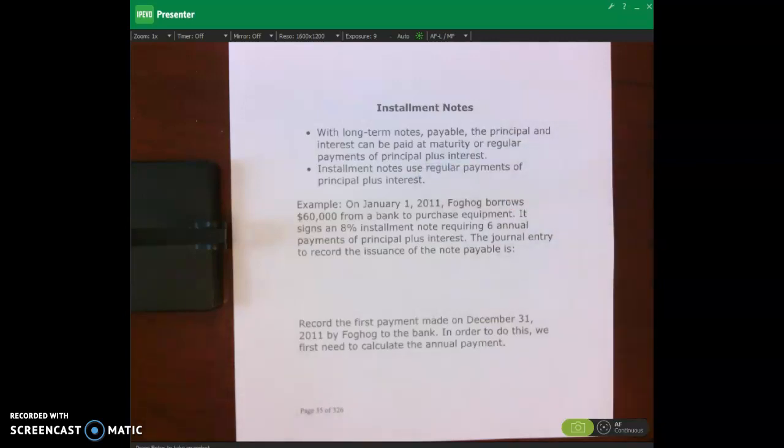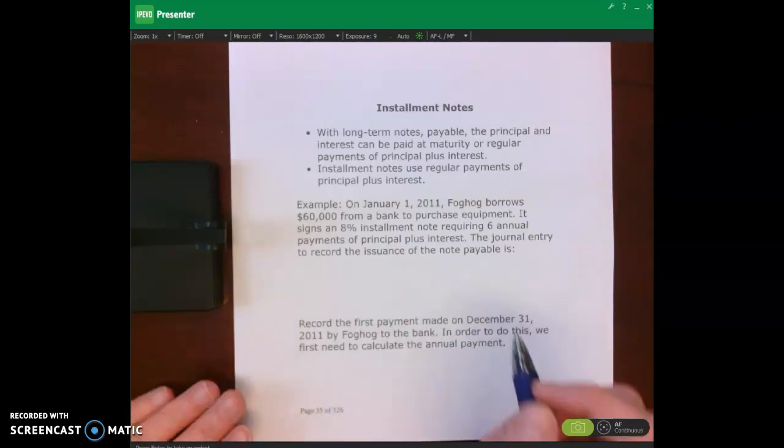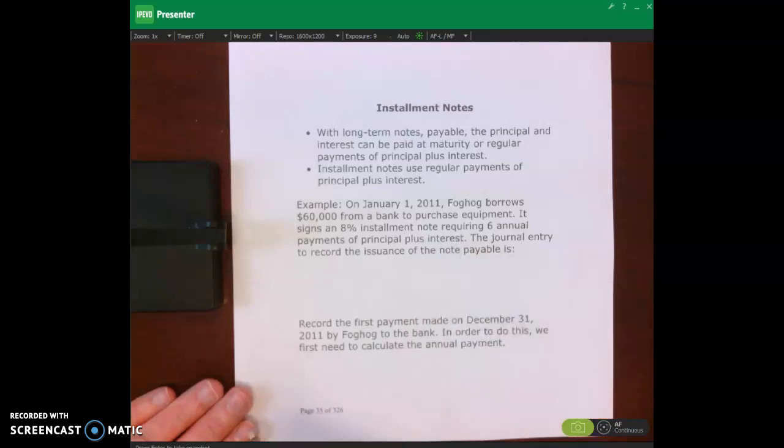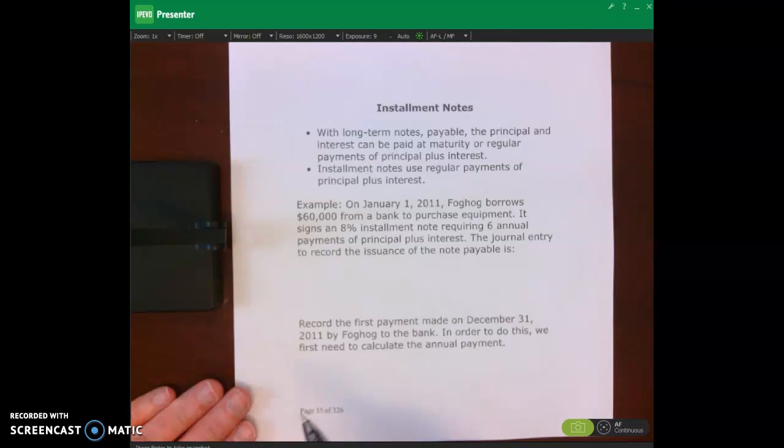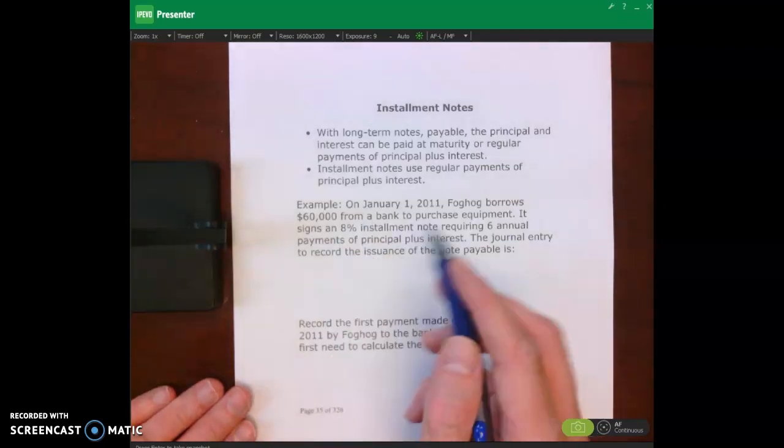Okay, so let's walk through an example. On January 1st, 2011, our company borrows $60,000 to purchase equipment. It signs an 8% installment note that requires 6 annual payments of principal plus interest. What would be our journal entry to record the issuance of the note payable? Okay, so when we issue this note payable, we get cash, right? This is like you taking out a student loan. You get cash and then you have a liability. So we get cash of $60,000.